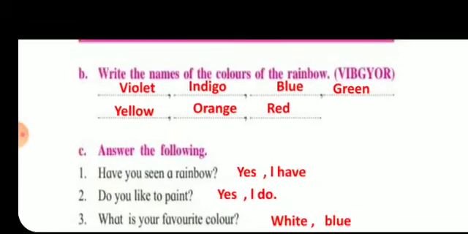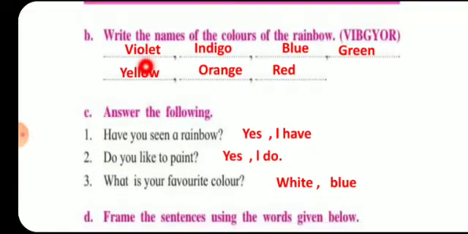Now, there is exercise B. Write the name of the colors of the rainbow. Here is the sequence of coloring the rainbow. That is violet, indigo, blue, green, yellow and orange. Can you see? So what is the question? Write the name of the colors of the rainbow. So the first color is violet.